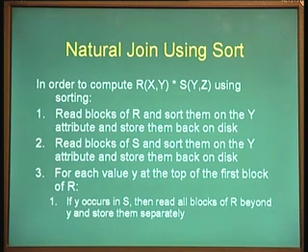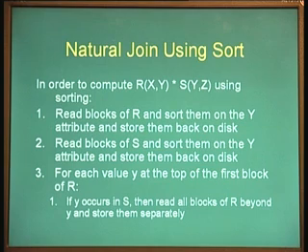Now, a simple way of computing natural join is shown in this algorithm here. We first read R in terms of M blocks and sort them on the y attribute. We cannot sort them on the entire tuple contents. We have to sort them on the y attribute. This is because the y attribute is the one that is common between R and S.